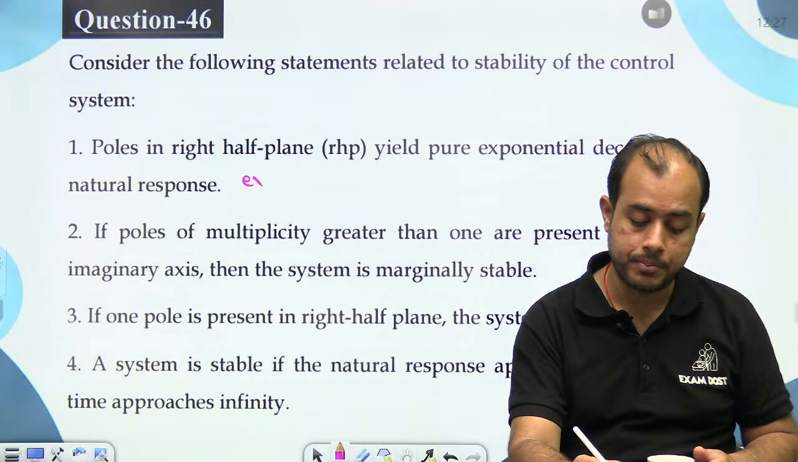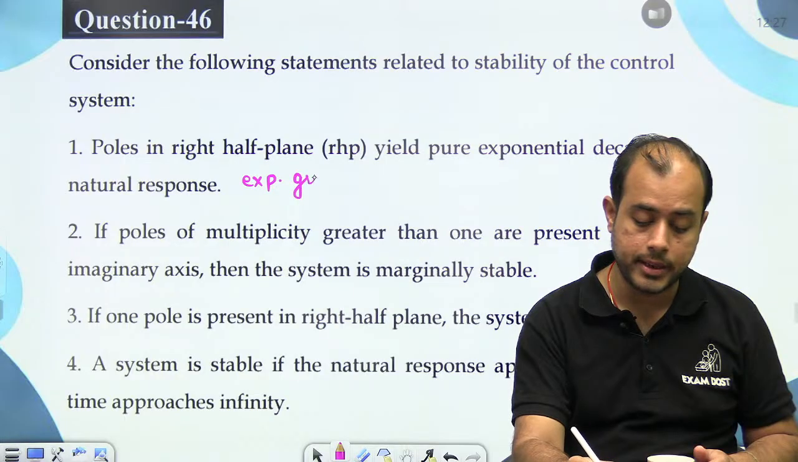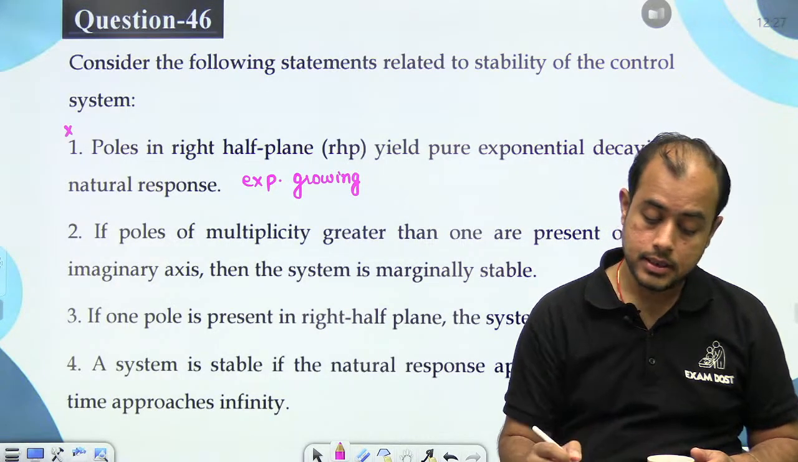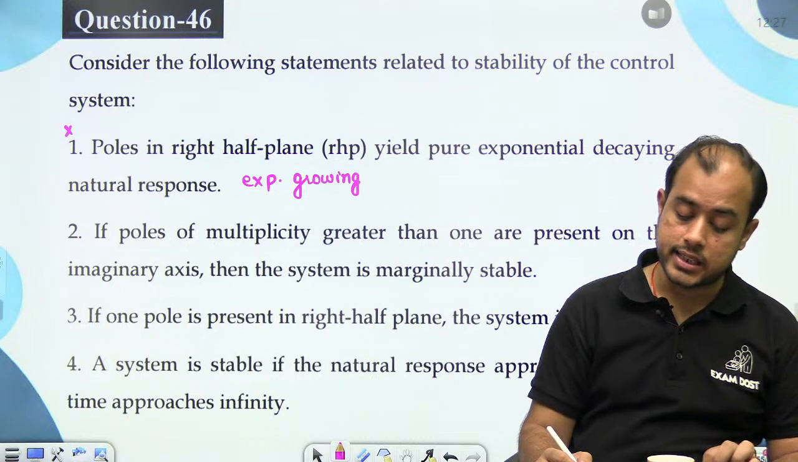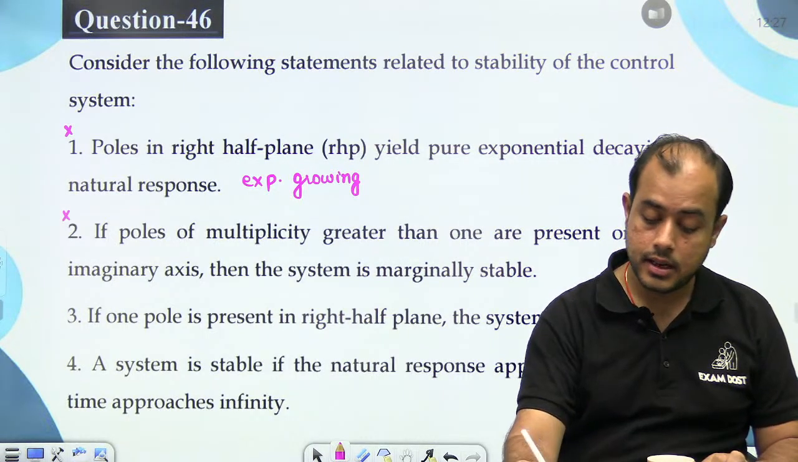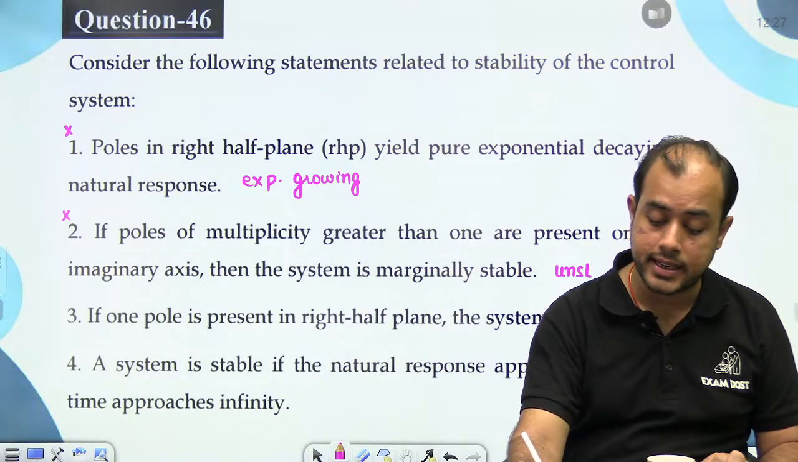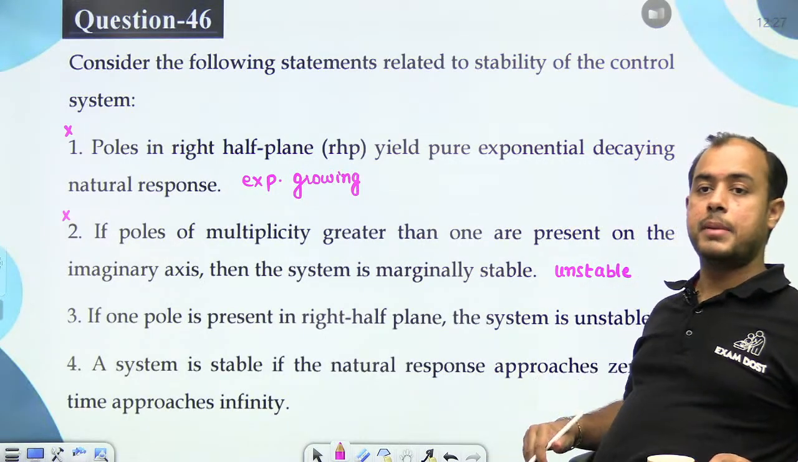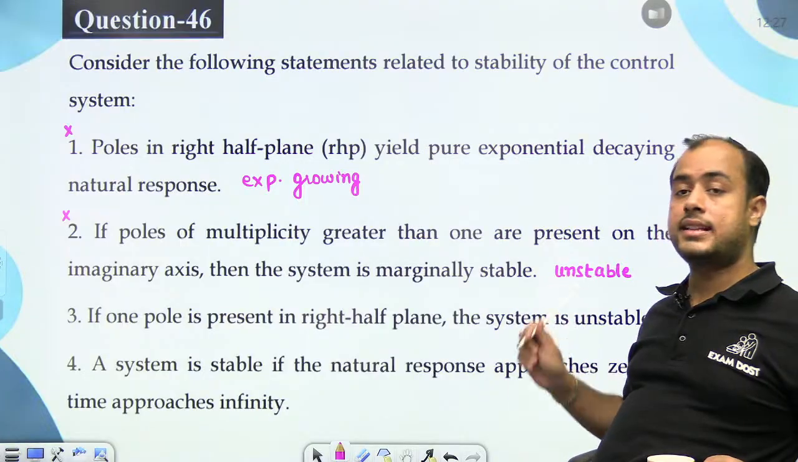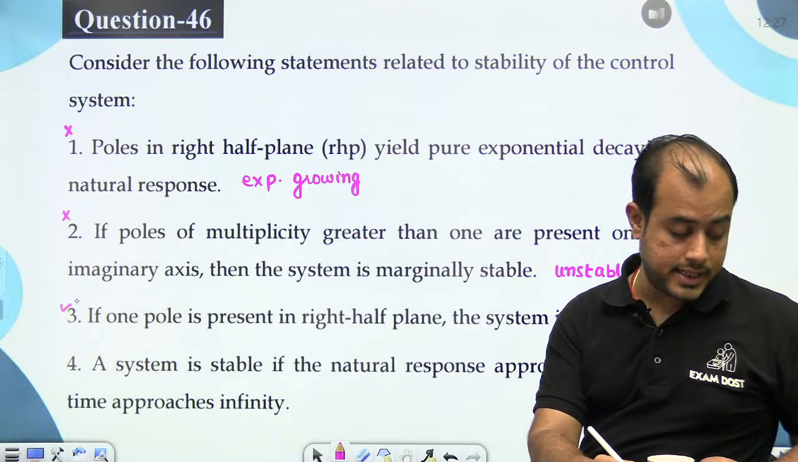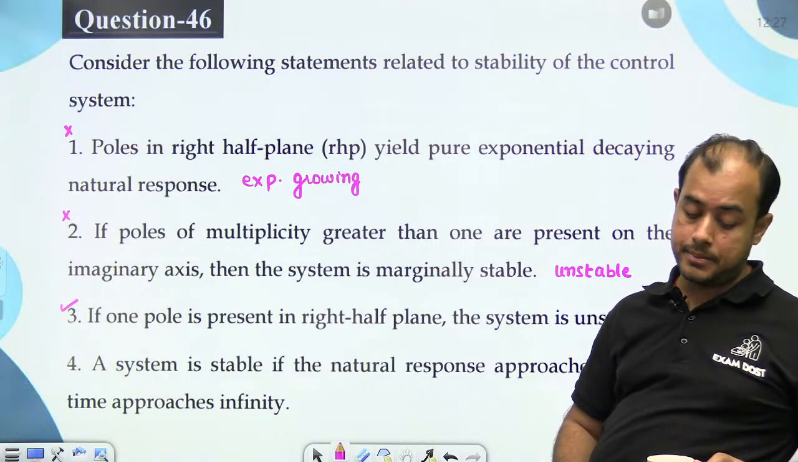Exponentially decaying? No. Exponentially growing if poles are in right half. Pole of multiplicity greater than 1 on imaginary, system is marginally stable? Unstable. Multiplicity greater than 1 means repeated pole. Repeated pole on imaginary makes the system unstable. If one pole is present in RHP, system is unstable.